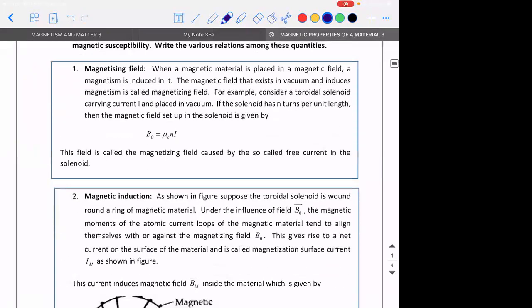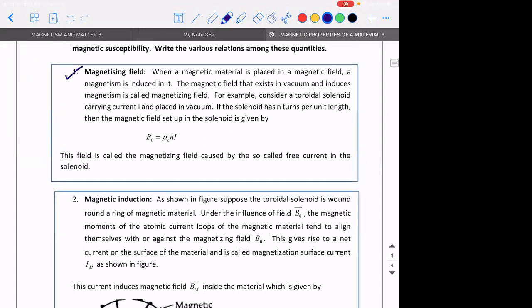I'm going to show you the definition of it. In this material, it's given in the reverse, so first is the magnetizing field. I'll read it out. Listen to this. When a magnetic material is placed in a magnetic field, magnetism is induced in it. This is a known fact, right? So the magnetic field that is able to induce the magnetism is what is called the magnetizing field.